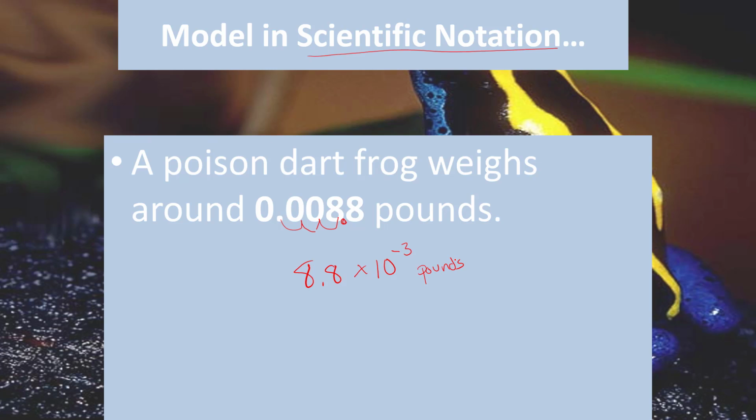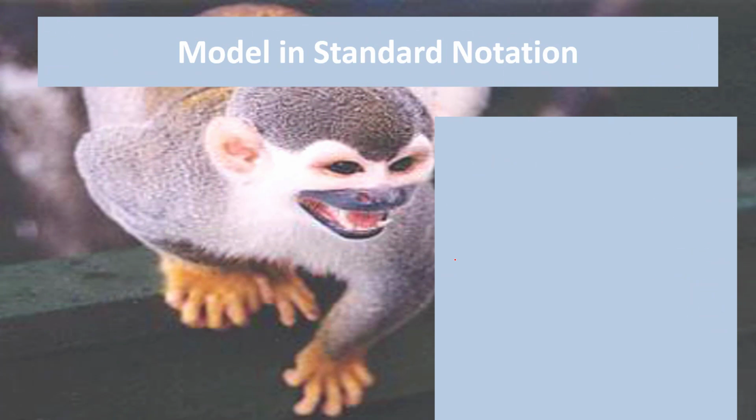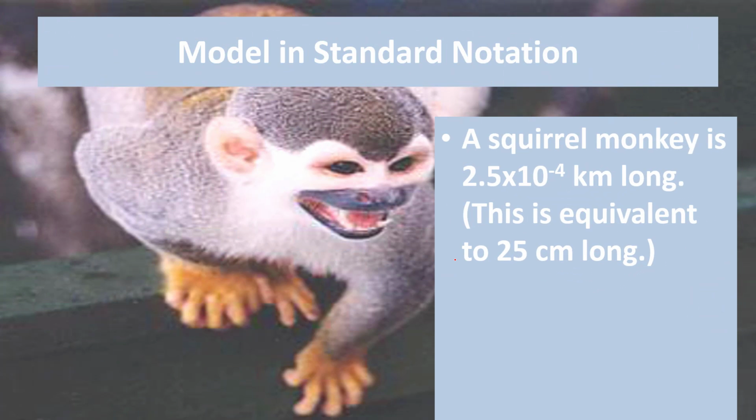How'd we do? Let's try one more. A squirrel monkey is 2.5 times 10 to the negative 4 kilometers long. This is equivalent to 25 centimeters long. I would like for you to write the 2.5 times 10 to the negative 4th kilometers in standard notation.